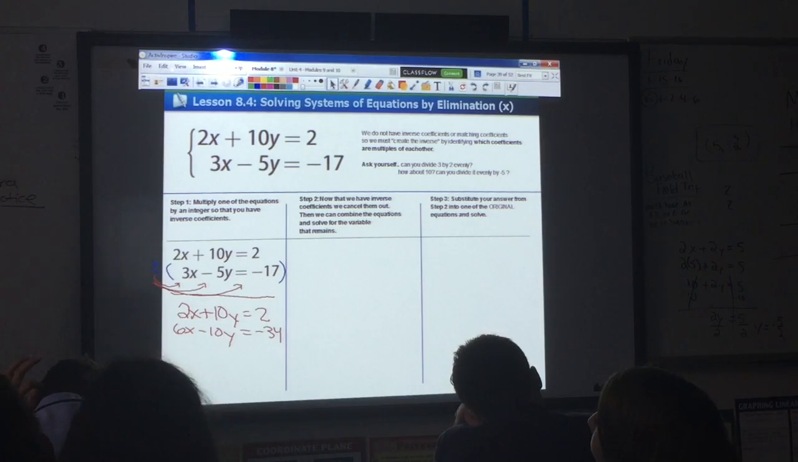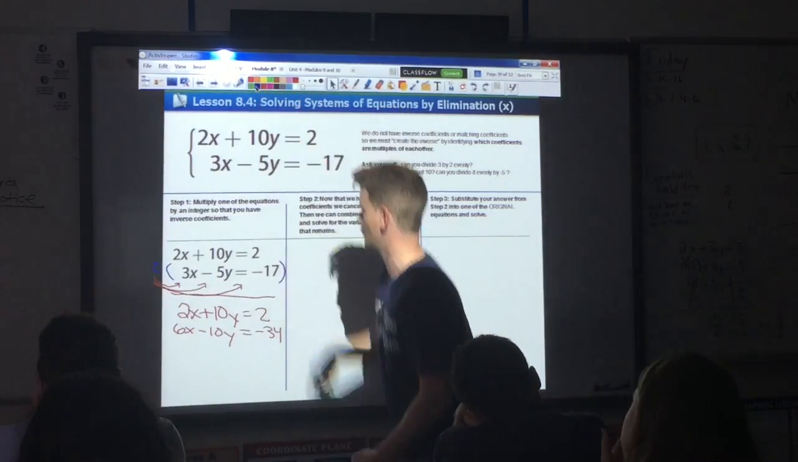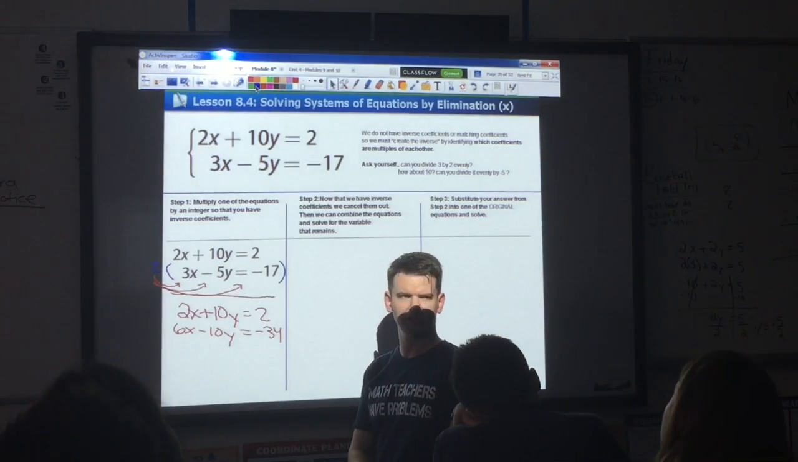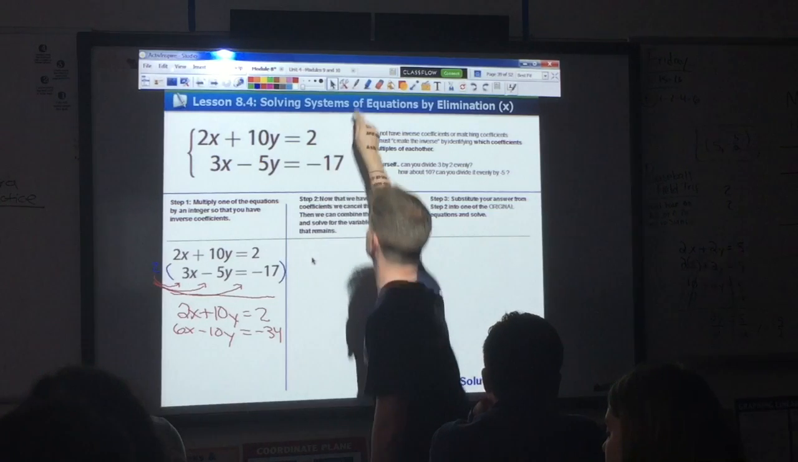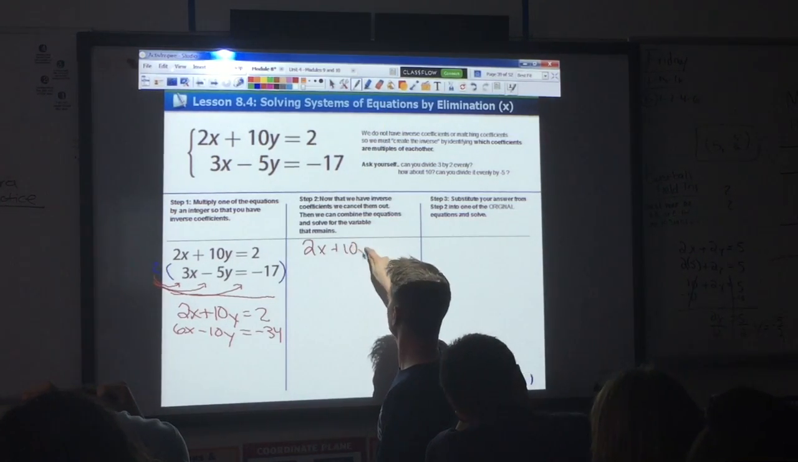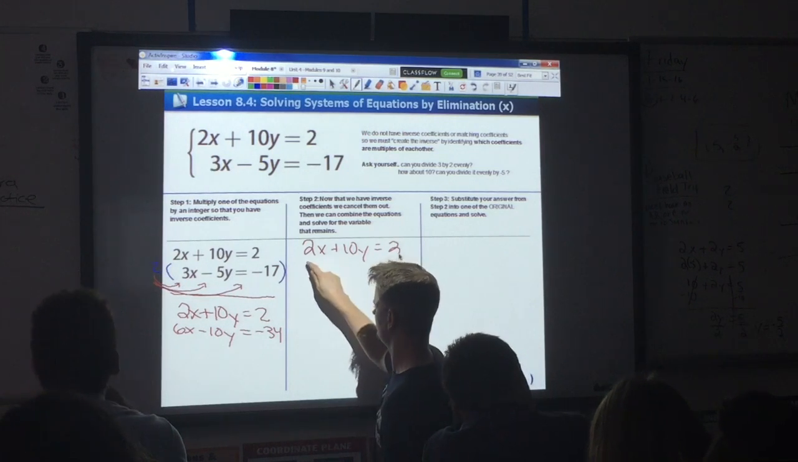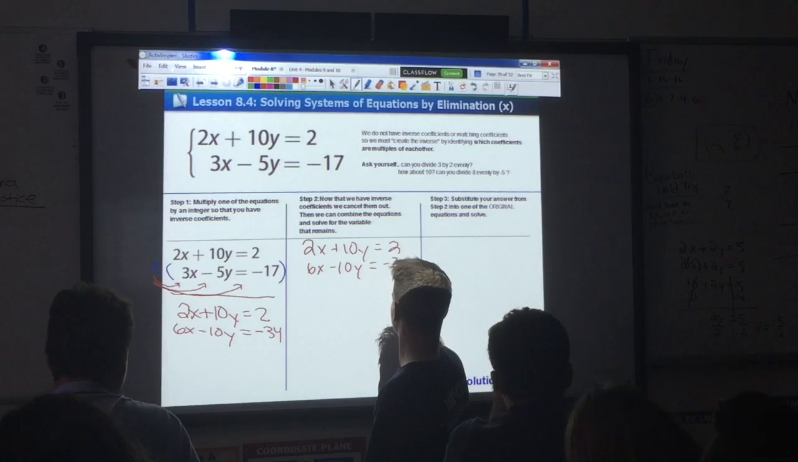All right, what I'm going to do now is solve this system. The first thing I have to do is go in and cancel out the what? What am I going to cancel out? The y's. So let me rewrite this over here so I can give myself some space to work. 2x plus 10y is equal to 2, and then 6x minus 10y is equal to -34.